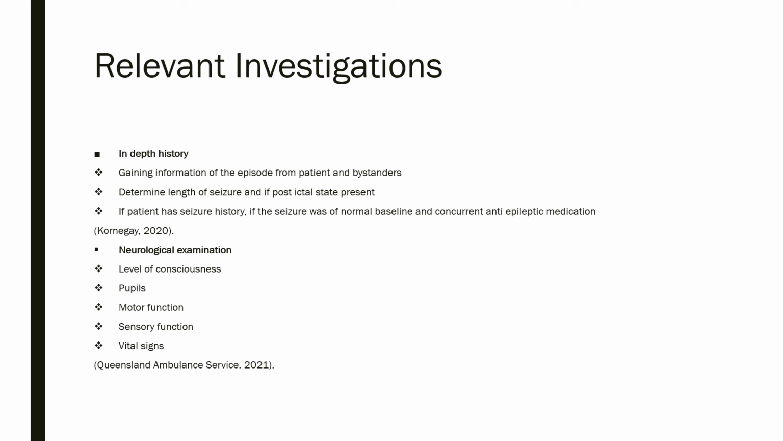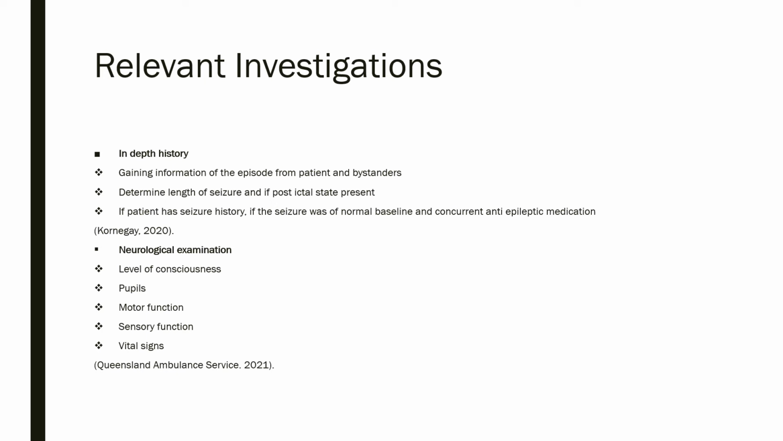Another important investigation is to complete a neurological examination, which forms part of the overall patient evaluation. A neurological examination should be performed for any patient with an altered level of consciousness or neurological abnormalities. There are 5 important areas that form a neurological assessment. First is assessing the level of consciousness through AVPU.